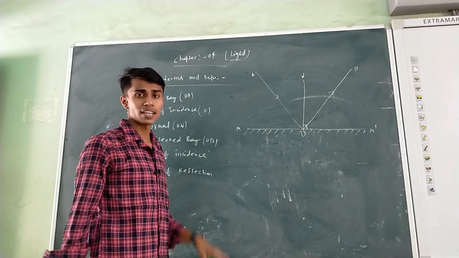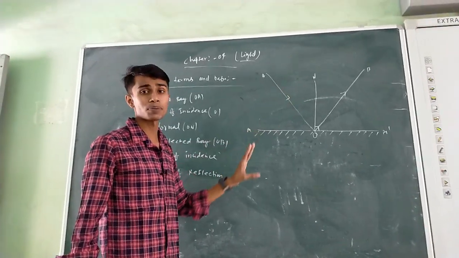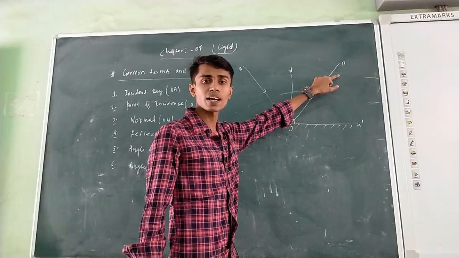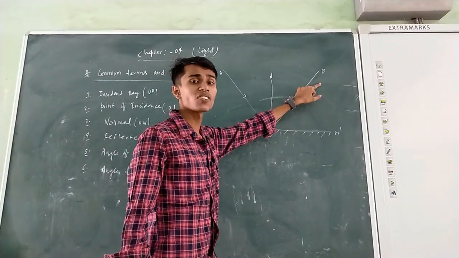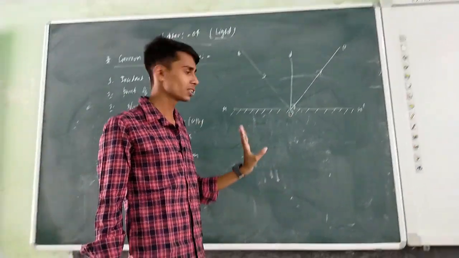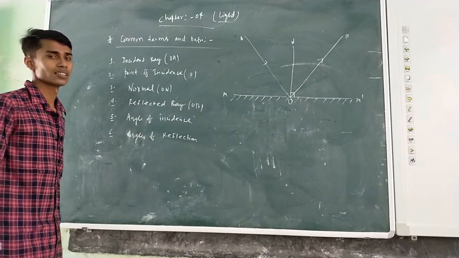How could you define reflected ray? The light ray returned from the surface after reflection is called reflected ray. Why is OB the reflected ray? Because OB is returning from the surface after hitting M dash at O. Yes or not? Now angle of incidence.